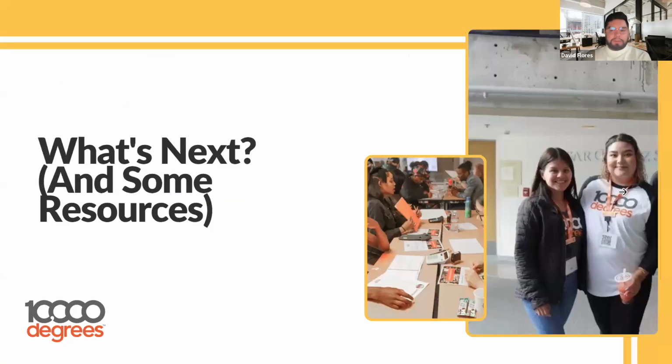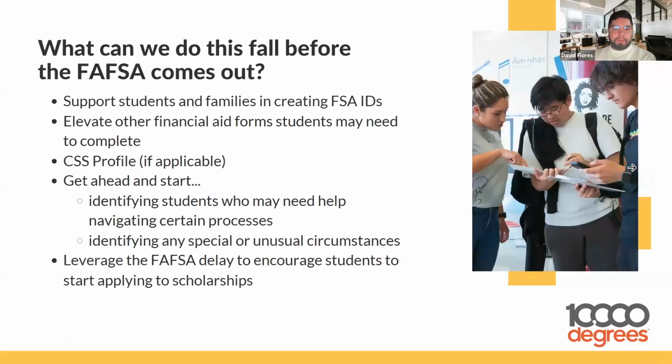Okay, so what's next? What are some resources that we can provide for students and parents doing this FAFSA application? One of the things we can do this fall before the FAFSA does come out is, one, we can start supporting our students and families in creating FSA IDs. We can also elevate other financial forms students may need to complete, for example, the CSS Profile, which we can also help students navigate and start that process. We could also get ahead and start identifying students who may need help navigating certain processes. For example, there may be certain situations that come up during this time which students may need help navigating through.